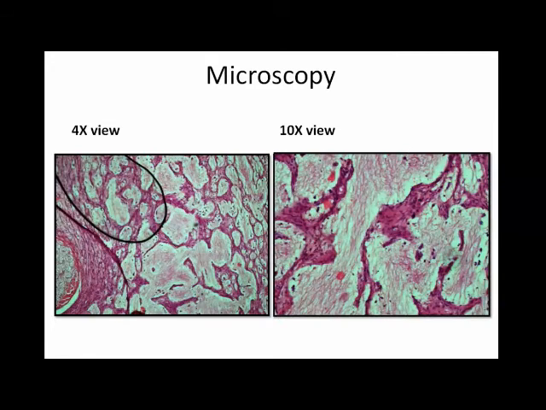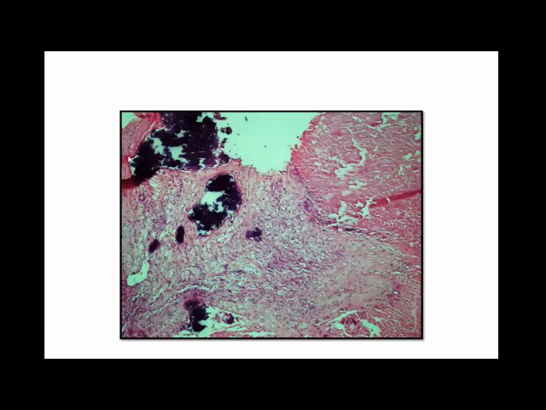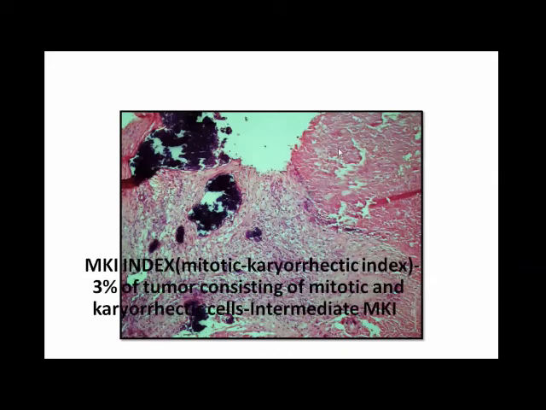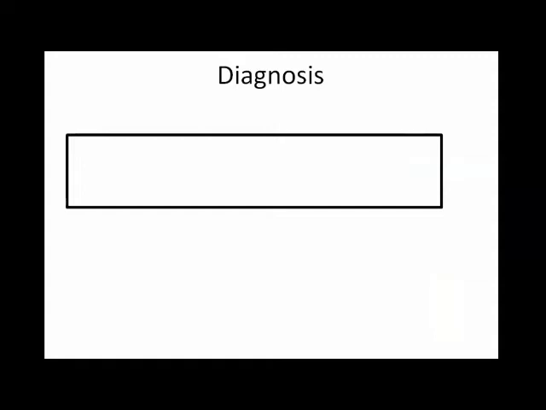So, and also we saw there was a Schwannian stroma differentiation. This is the low power view and this is the high power view. There were abundant areas of necrosis and areas of calcifications were also seen. The mitotic karyorrhectic index was 3%, meaning 3% of the tumor consisted of mitotic and karyorrhectic cells, which we gave as an intermediate category. So based on the morphology, we gave a diagnosis of ganglioneuroblastoma nodular.